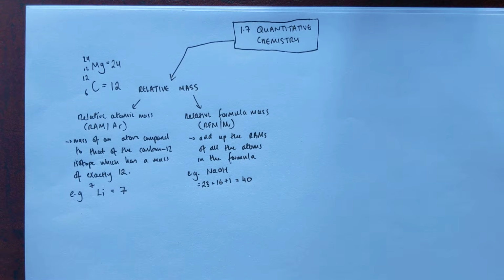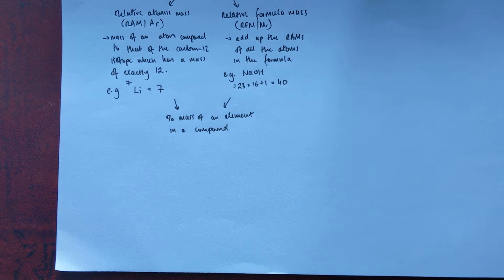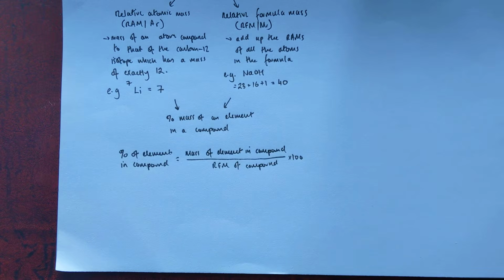Now there's one type of calculation you might have to do in this topic which combines the ideas of relative atomic mass and relative formula mass, and this is where we try and work out the percentage mass of an element found within a compound. To do this calculation you need to use a formula which I write down here, which is the mass of the element in the compound divided by the RFM of the whole compound times by 100.